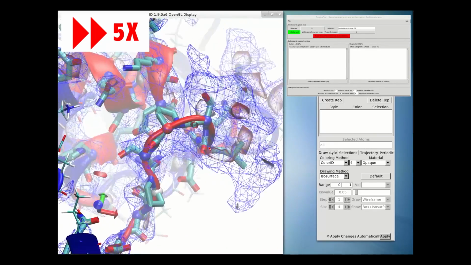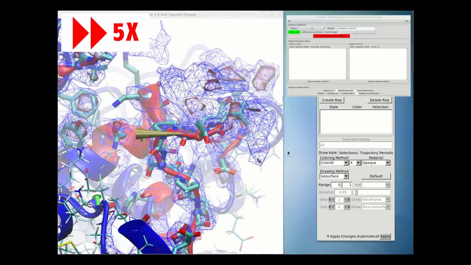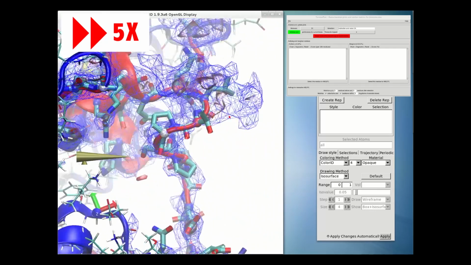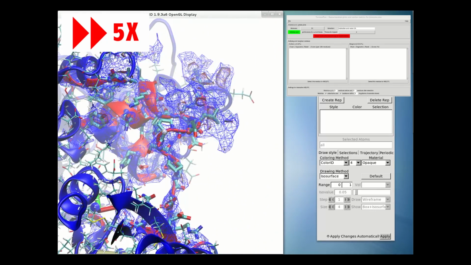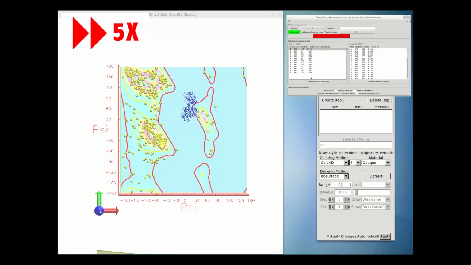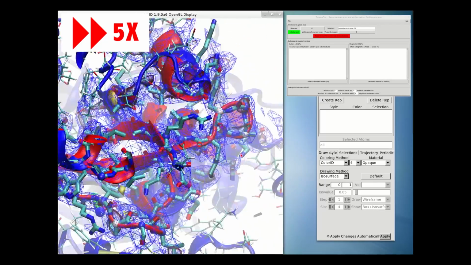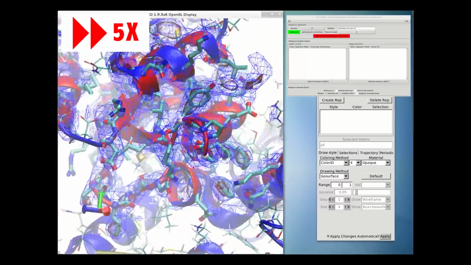Here's a good example of what turned out to be a common problem with this structure. This flexible loop has been threaded through density that clearly doesn't belong to it, and turns out to come from a symmetry mate. Later we'll run around with the surrounding symmetry partners explicitly included to really clear up these problems, but for now I'll just move it clear as much as possible.